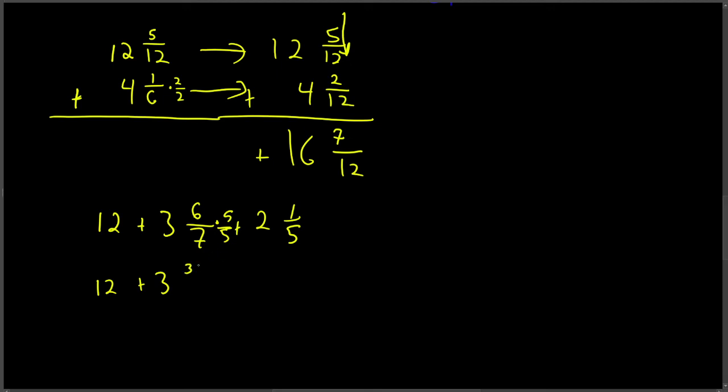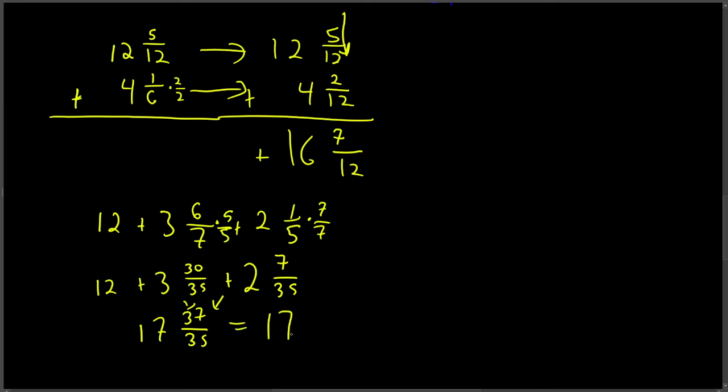So it's going to give me 30/35ths. And this one I'm going to have to multiply by 7 to get 35 in the denominator. That's going to give me 2 and 7/35ths. And so what I'm going to do is add up the whole numbers. So it's 12 plus 3 is 15, plus 2 is 17. I'm going to add up the fractions: 37/35ths. But notice this became an improper fraction.